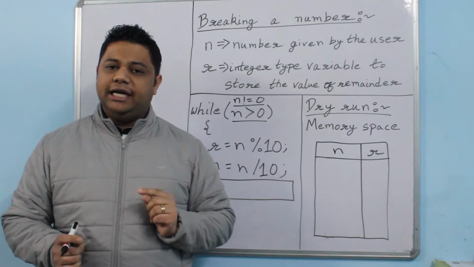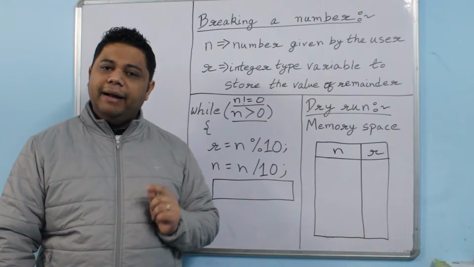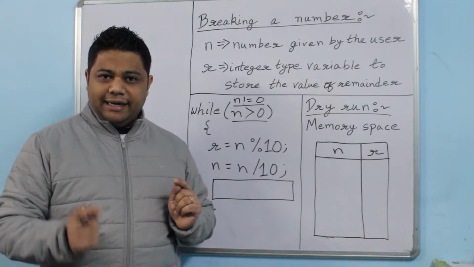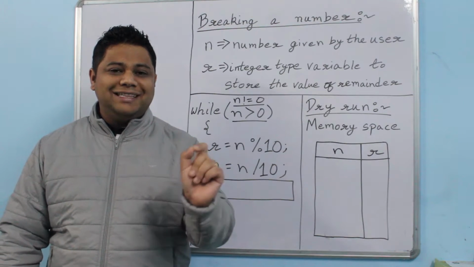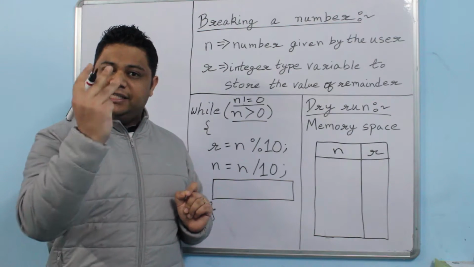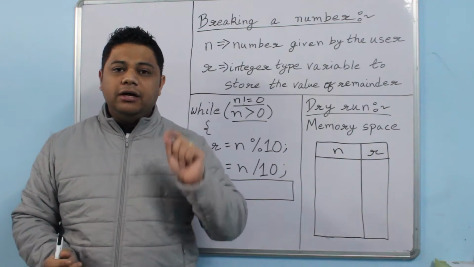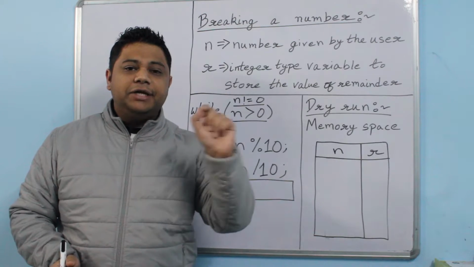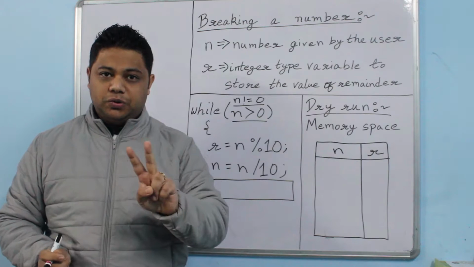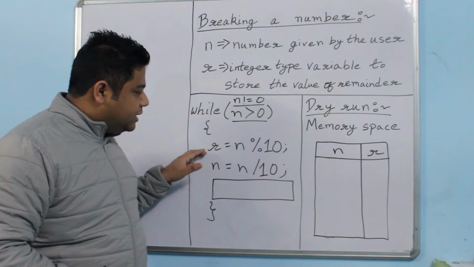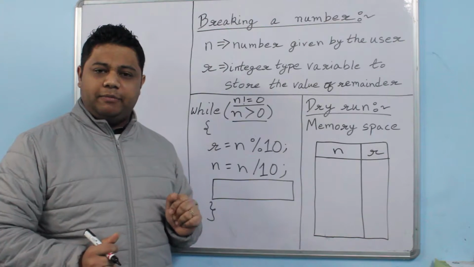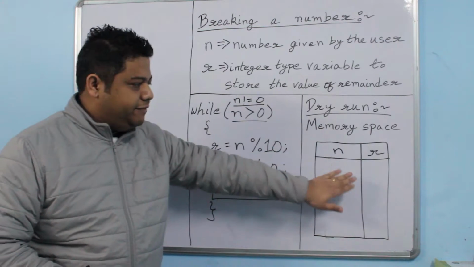If you think logically, whenever we divide a number by 10, the remainder is always the unit place digit. Suppose the number is 213 modulus 10. The remainder is always the last digit, that is 3. Suppose you take 1852 modulus 10. That means the remainder is 2. So we are finding the remainder when a number n is divided by 10. How it is useful in our program, I will also show you when we do the dry run.